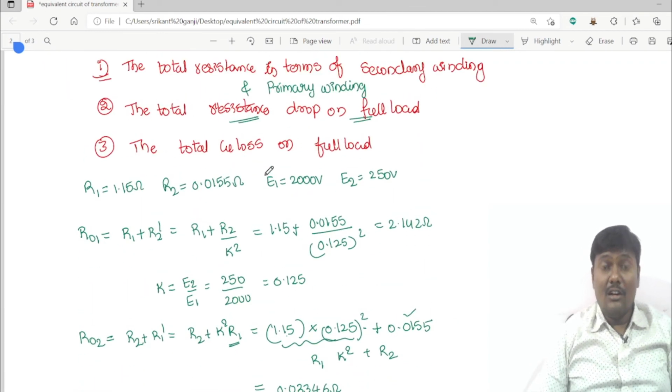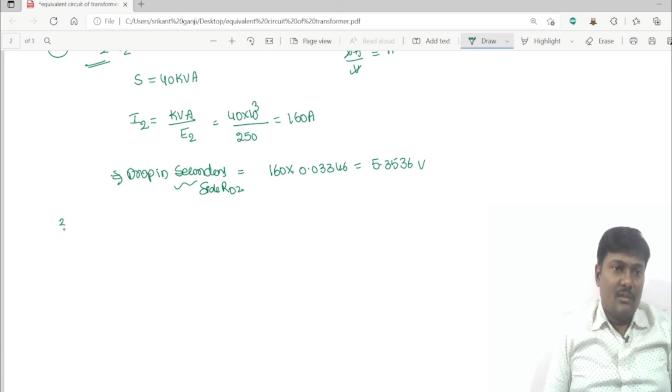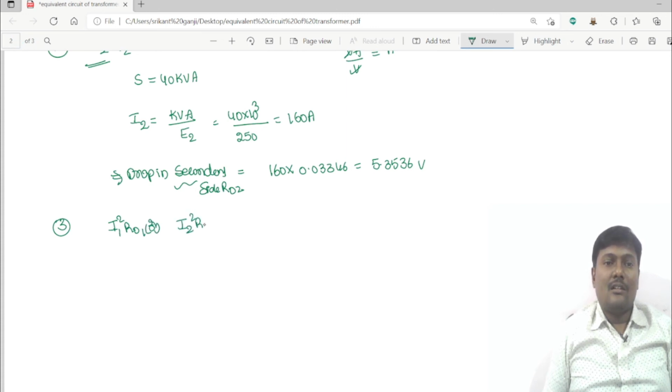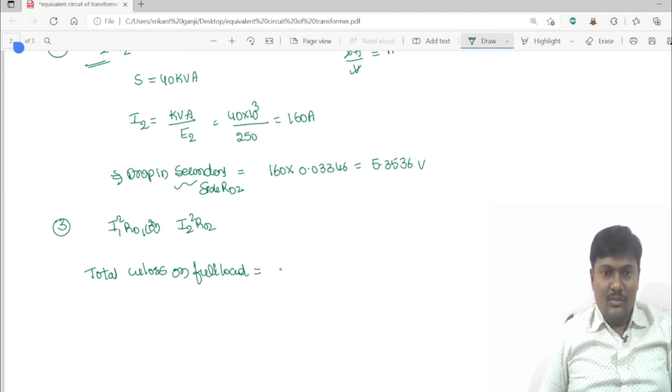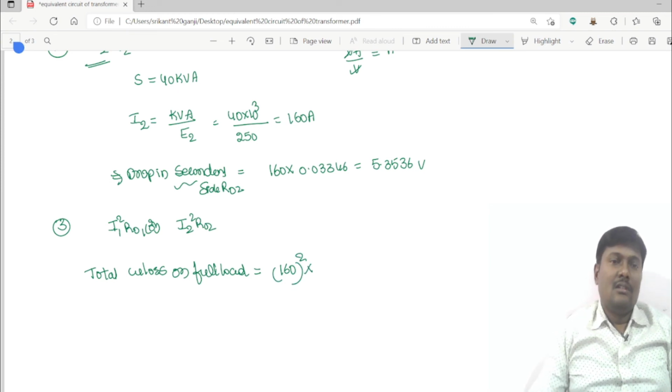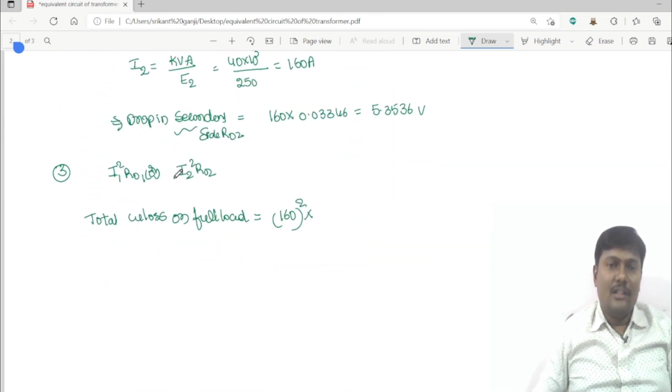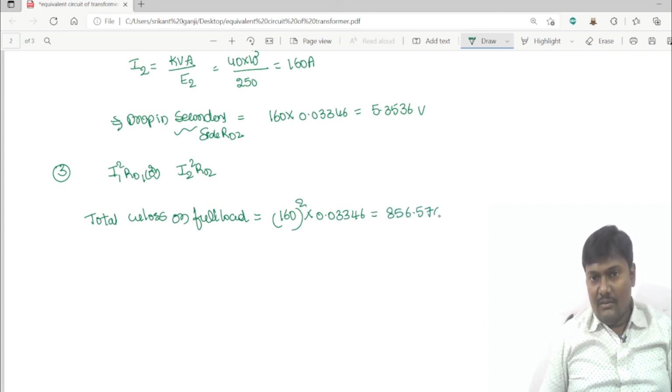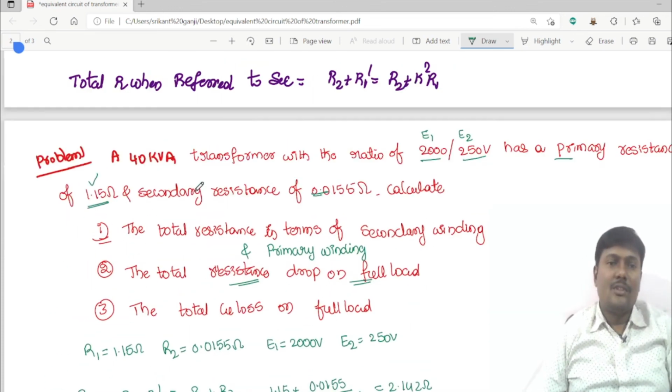Suppose if you substitute I1 into R01 also, you will get the same answer, that is 5.35. The total copper loss: what is the total copper loss formula? You can use I1 square R01 or I2 square R02. So the total copper loss on full load is equal to I2, which is 160, whole square into the R02 value. What is the R02 value? 0.03346. So finally I got 856.576 watts. This is the most important problem, and this is a previous year problem in one of the universities.